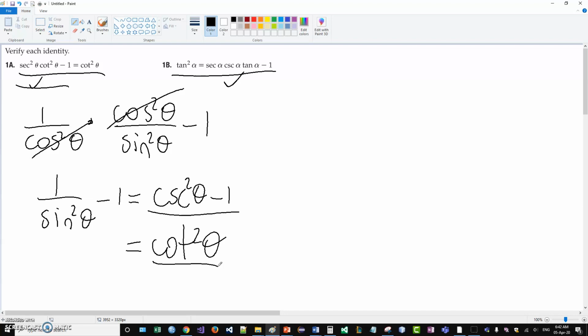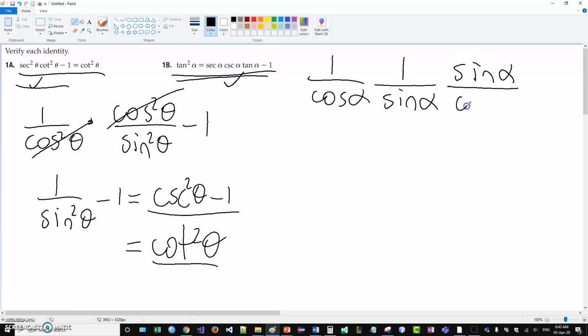Let's move on to the other example. Tangent square theta, tangent square alpha equals secant alpha, cosecant alpha, tangent alpha minus 1. So let's start with the right side. Secant is 1 over cosine alpha. Cosecant is 1 over sine alpha. Tangent is sine alpha over cosine alpha, minus 1.